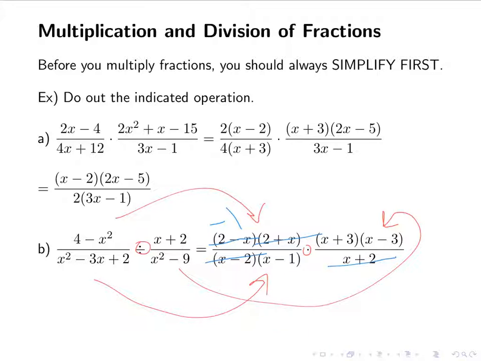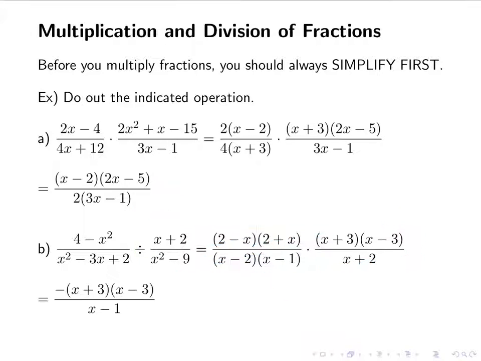And then we clean it up and we put it into one fraction. So we've got the negative, we've got the x plus 3, the x minus 3 on top. On the bottom we have the x minus 1. And we're done.